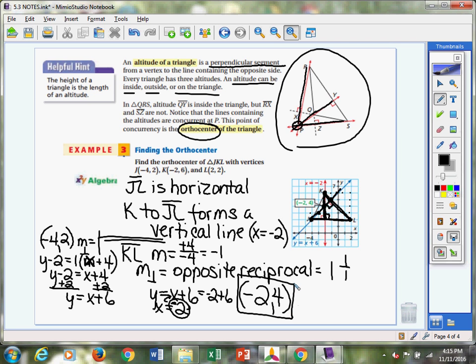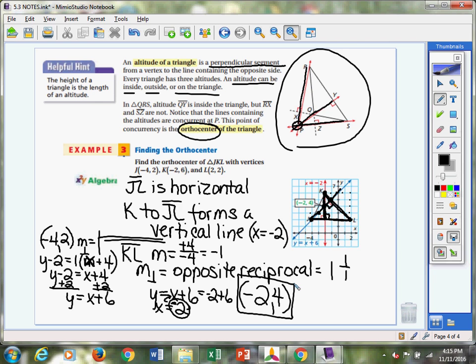It's not necessary to go L to JK necessarily. You can to make sure your numbers are right, but it's not essential that you do that. If you do 2 of the 3 and find out where they intersect, you're golden. You should be really good there. All right, so that's the orthocenter. It's located at negative 2, 4.